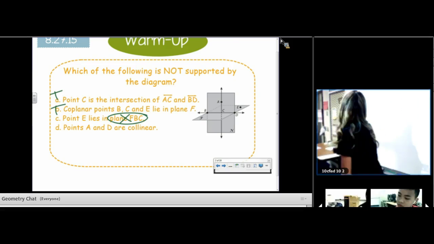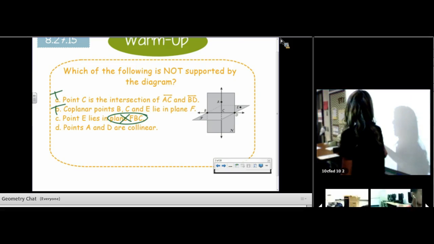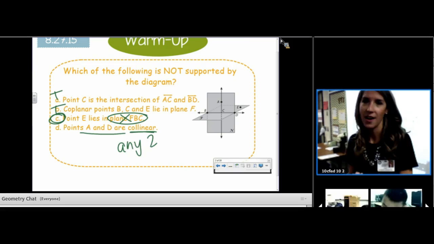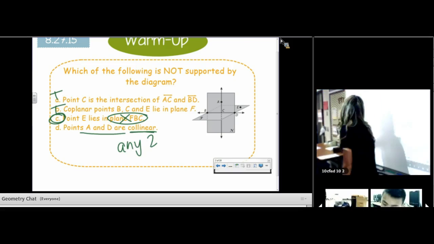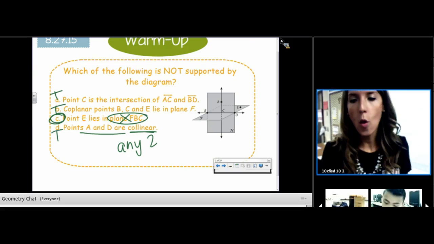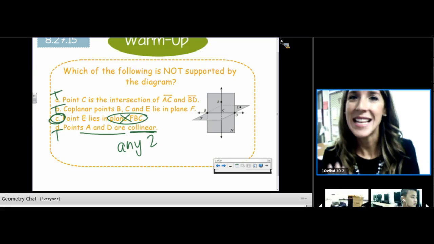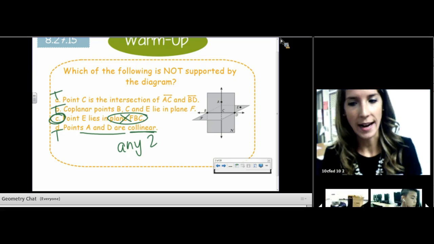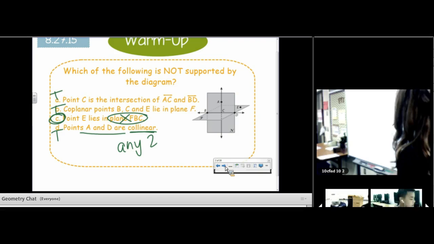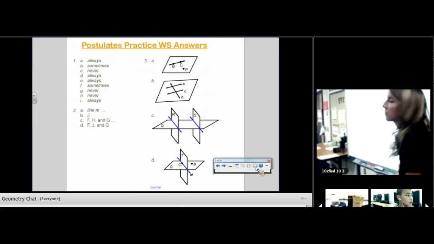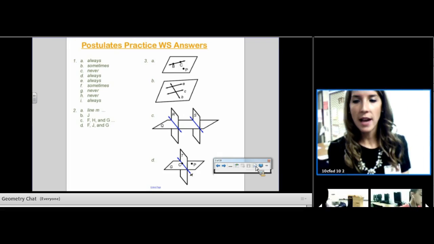So this one is false, this one's bad, and then we know any 2 points are collinear, so of course part D is true. So the only one that was false was C, and the reason it was false was because they named the plane incorrectly. All right, here are your homework answers. Take some time to check those answers.